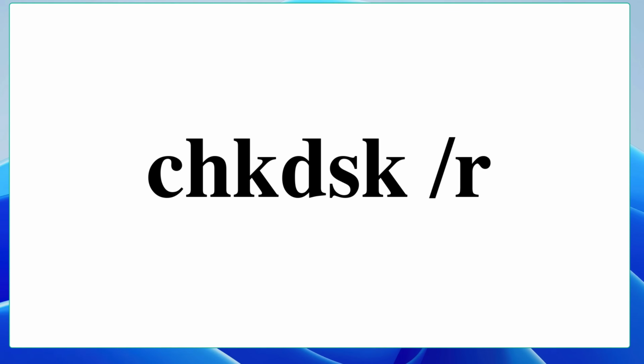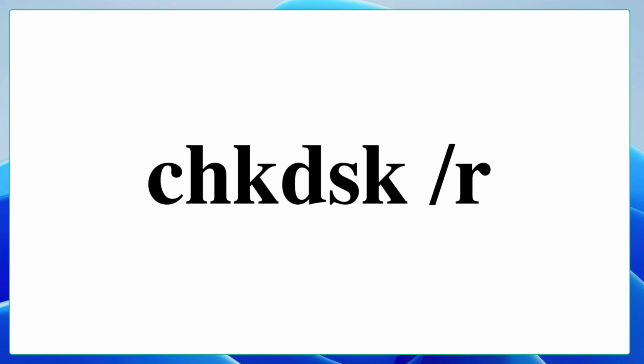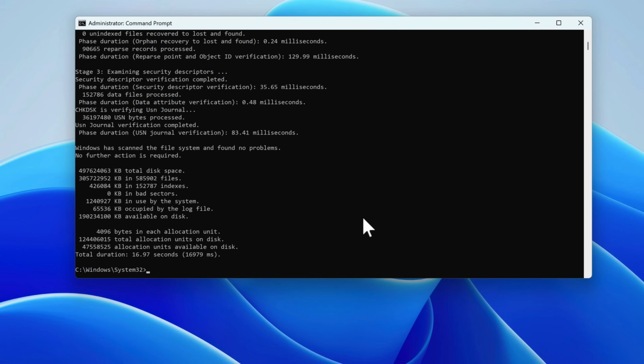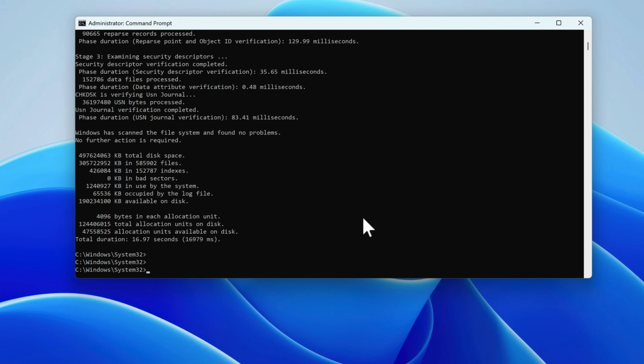chkdsk /r. The R flag stands for Repair. This is the more thorough option. It scans for physical bad sectors, locations on the drive that can no longer reliably store data, attempts to recover any readable data from them, and automatically runs the F fix as part of the process. My recommendation, run chkdsk /r. It includes everything F does and goes deeper.